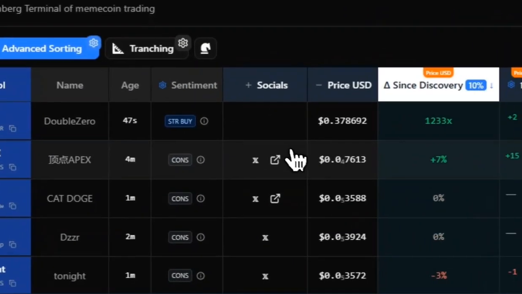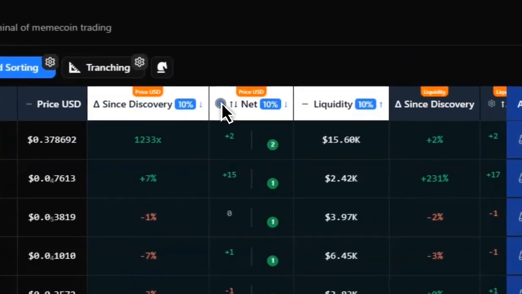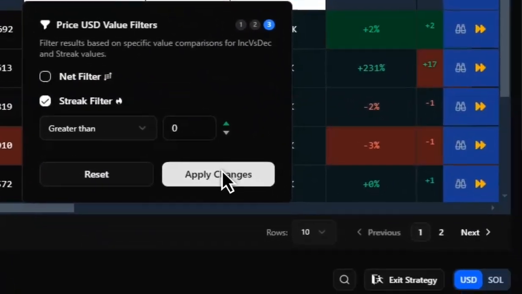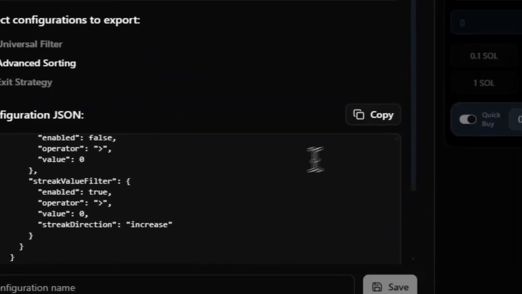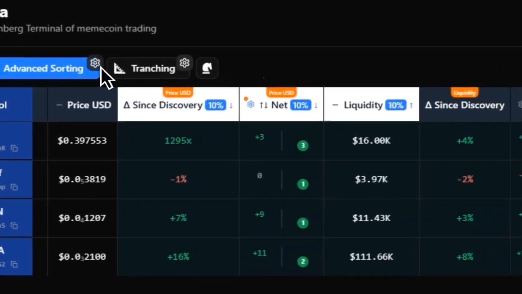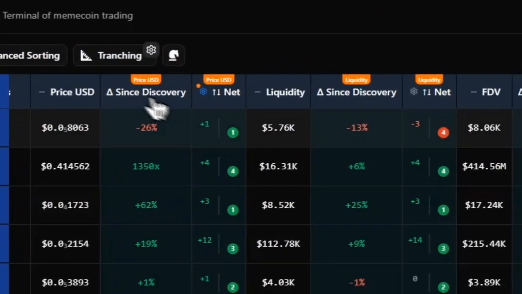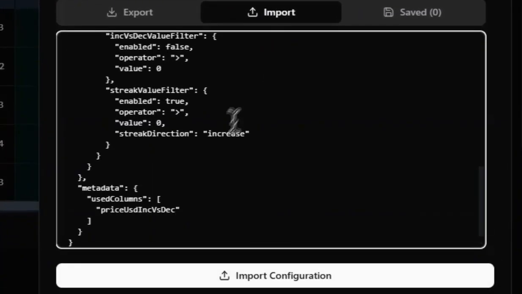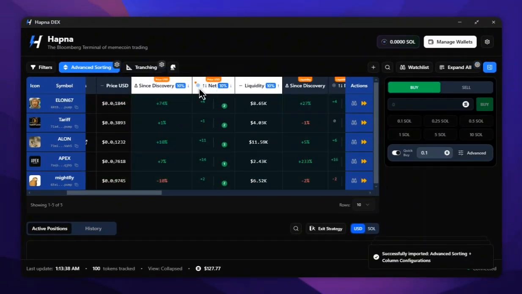All right, so let me come here. I'm going to pick those two. I'm going to pick also the net. Let me change a little bit of the settings here. I only want to see strict filters above 0. Great, great, great. If I come here, I can actually copy this JSON code. There you go. I'm going to copy it. But for the sake of an honest demonstration, I'm going to remove all the advanced sorting from here. I'm going to come here and I'm going to import. Once I click import, there you go. See, they have been activated with the settings.